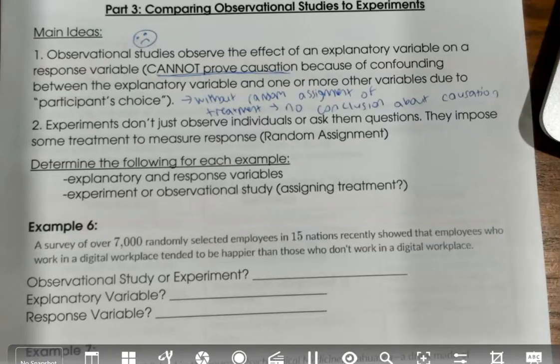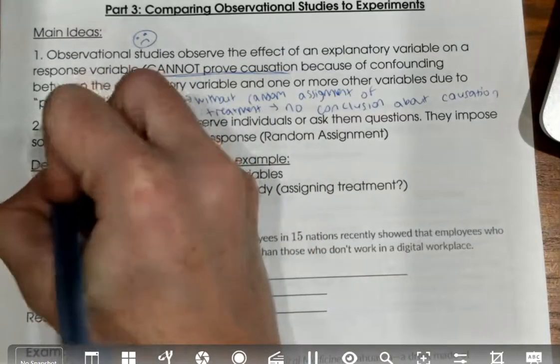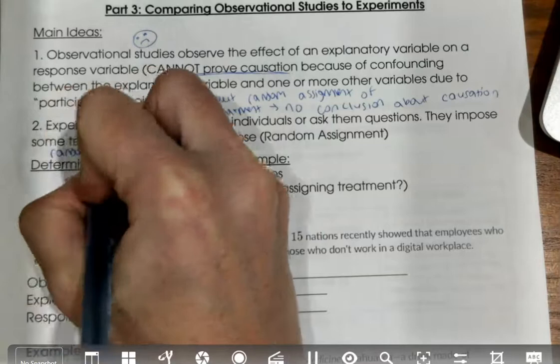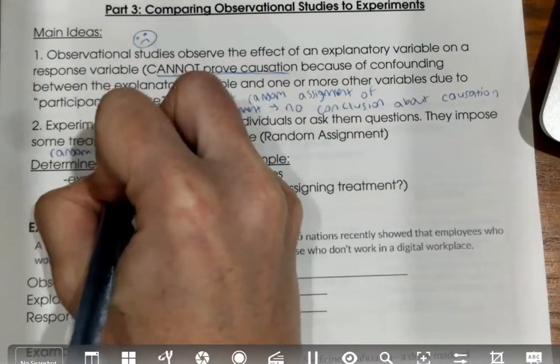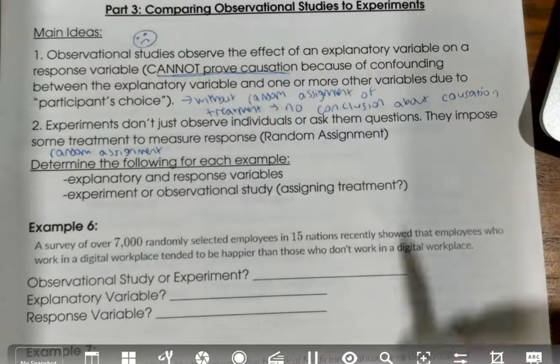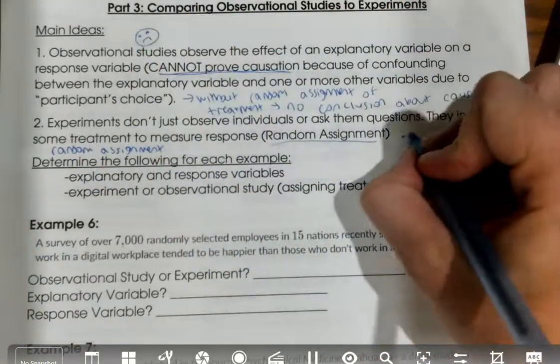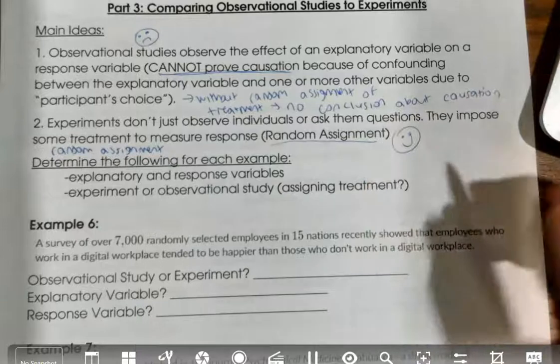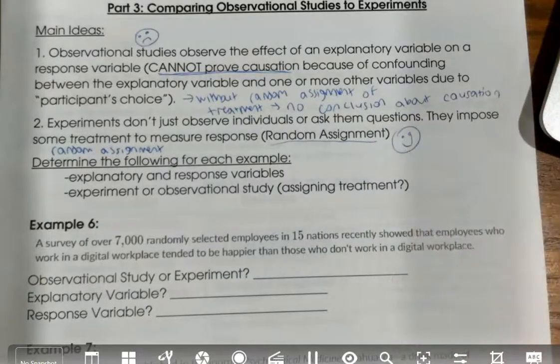So remember, we cannot prove causation between an explanatory and a response variable with observational studies because participants' choice is always confounding. All right, number two, experiments don't just observe individuals or ask them questions. They impose some sort of treatment, and when we say impose treatment, we mean random assignment to measure the response. So that's a happy face for experiments.